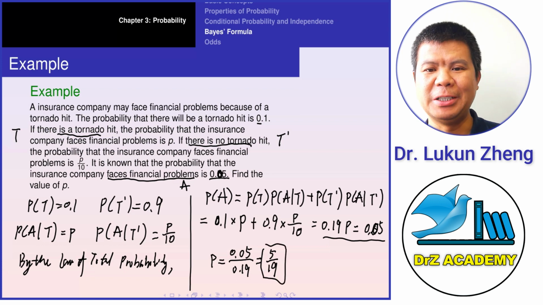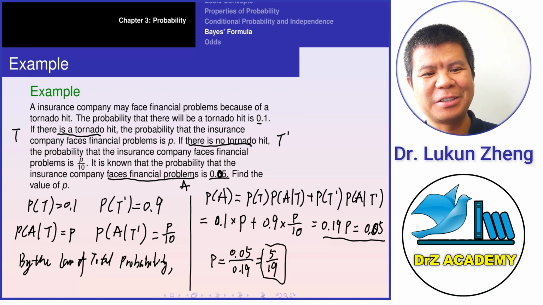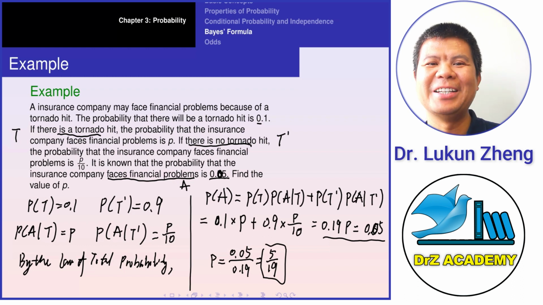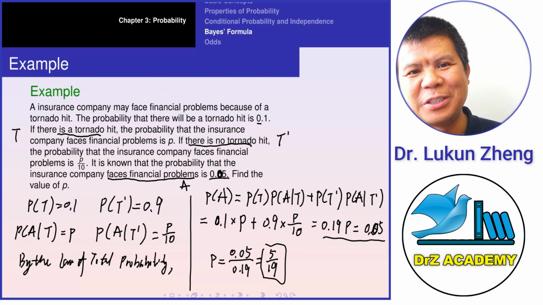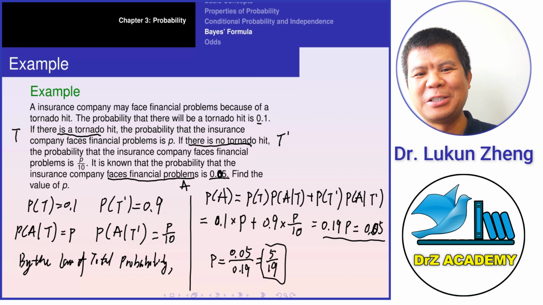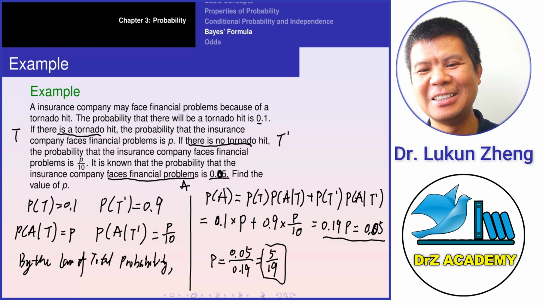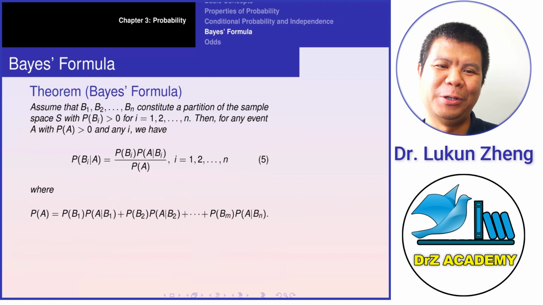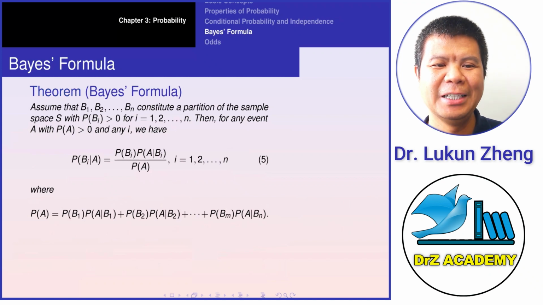Okay, very good. You also need to realize that T and T complement is also a partition of the sample space, right? So after reading that, using the law of total probability, you can solve this one. Very good. Now we're ready to do the Bayes formula.